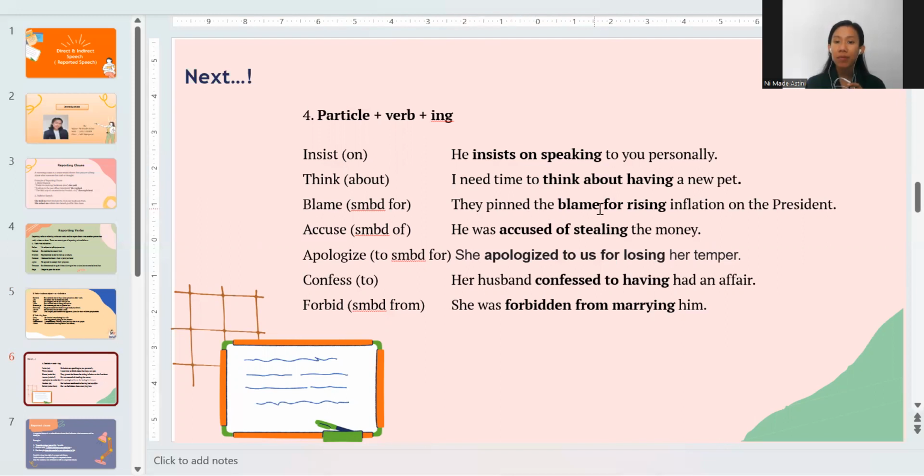They pin the blame for rising inflation on the president. Then accuse somebody of: he was accused of stealing the money. Apologize to somebody for: he apologized to us for losing his temper. Then confess: her husband confessed to having had an affair. And forbid: he was forbidden from marrying him.